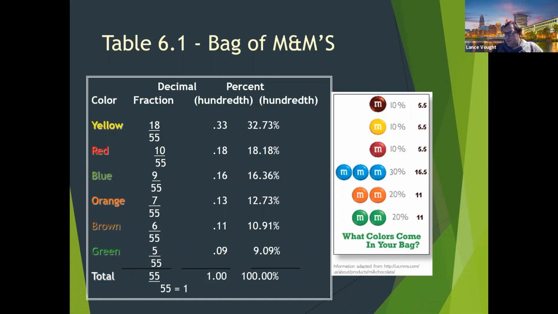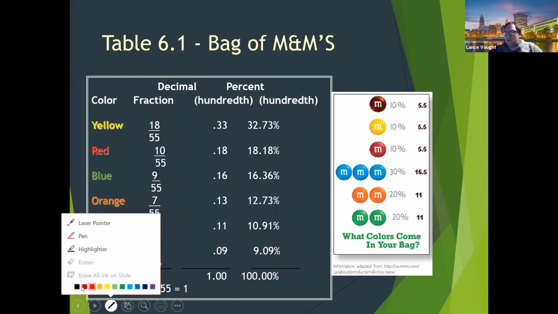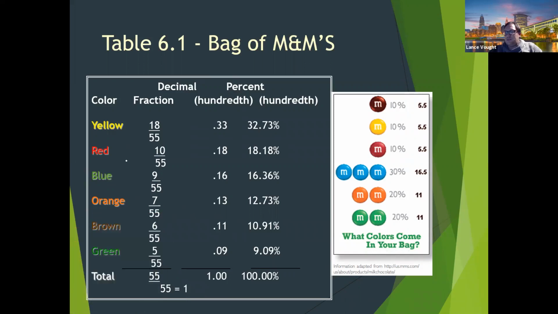Anyways, I don't know why it says what colors come in your bag. That sounds strange, but yeah, so there was 55 in this bag, and the distribution was that there was 18 yellow, 10 red, 9 blue, 7 orange, 6 brown, and 5 green.